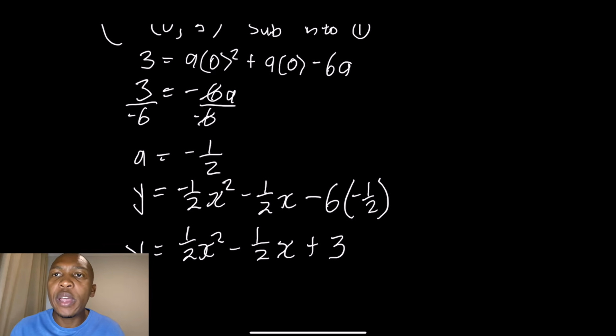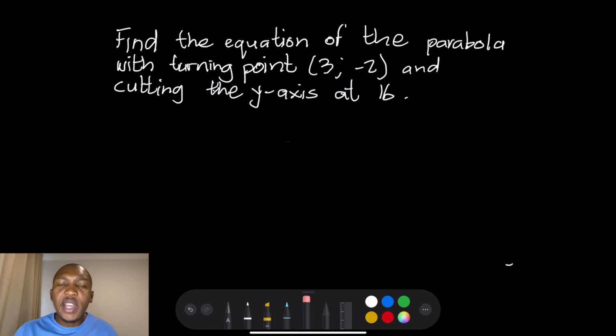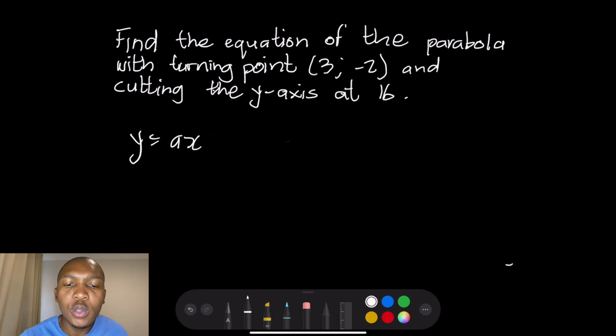I want us to take another one quickly so that you get familiar with this stuff. Looking at example 2, they say find the equation of the parabola with turning point 3 and minus 2 and cutting the y-axis at 16. Now, remember the standard form of a parabola. The standard form will always be y is equal to ax squared plus bx plus c.